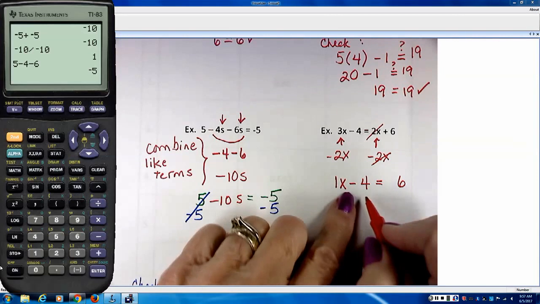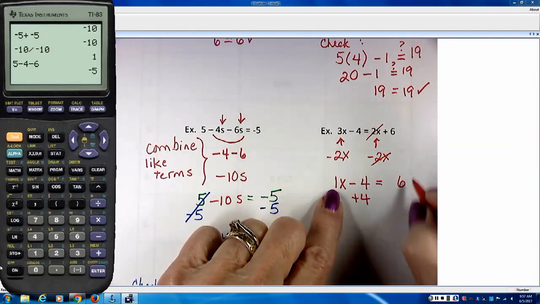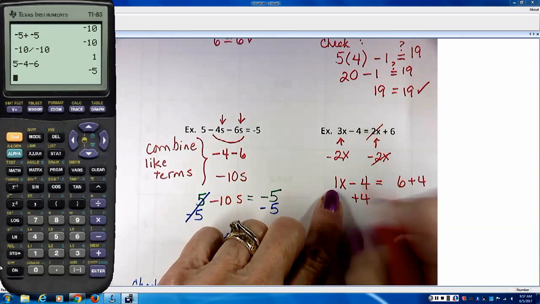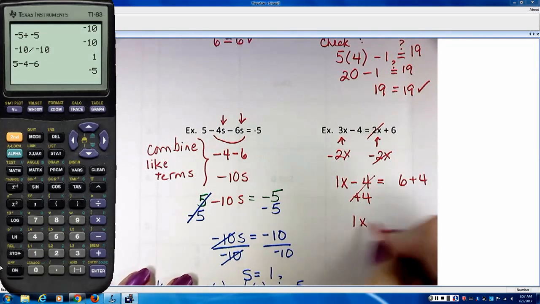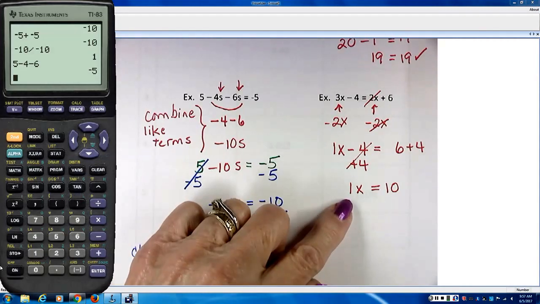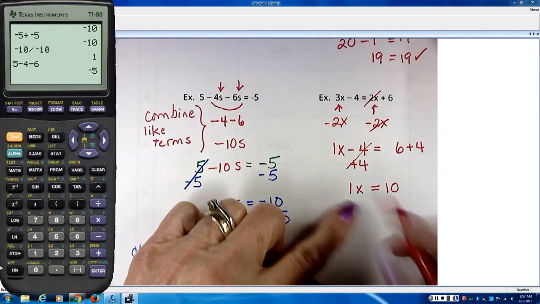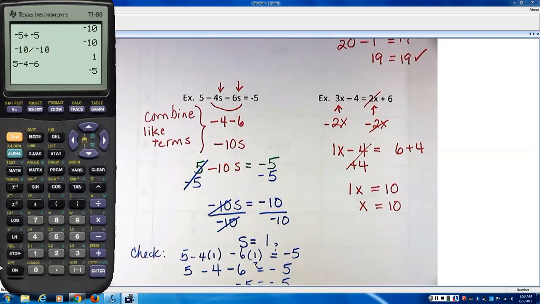And then since this 4 is subtracted from x, I'm going to add 4 to both sides. And 6 plus 4 is 10. And you can write the 1x, I don't care if you write the 1x, or you can just simply call it x equals 10. The 1 is understood to be there. You don't really need it, so you can leave it out if you want to. It's just saying 1 times x.